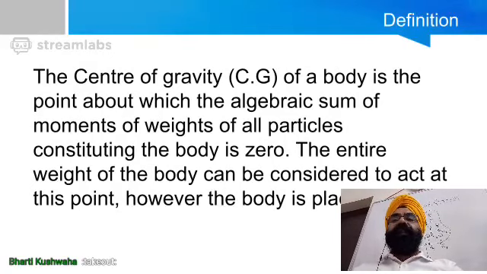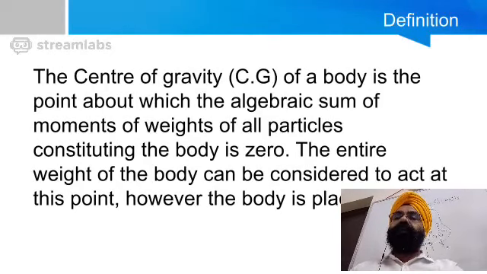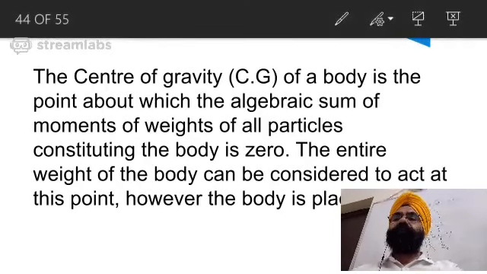The center of gravity of a body is the point about which the algebraic sum of moments of weights of all the particles constituting the body is 0. The entire weight of the body can be considered to act at this point, however the body is placed. Okay, let me bring out a pen.